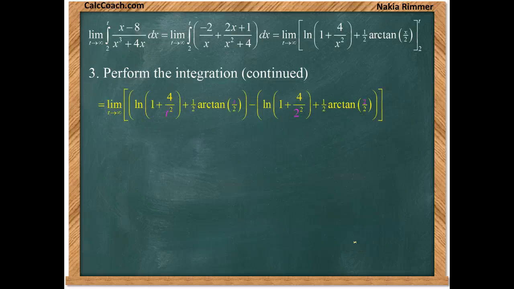Plugging the t in place of x, plugging the 2 in place of x. Let's work on simplifying. Before we take the limit, let's work on simplifying this right-hand side here. 4 over 2 squared, that's 4 over 4. So that's 1. And 1 plus 1 is 2. So this is basically just a 2, natural log of 2.